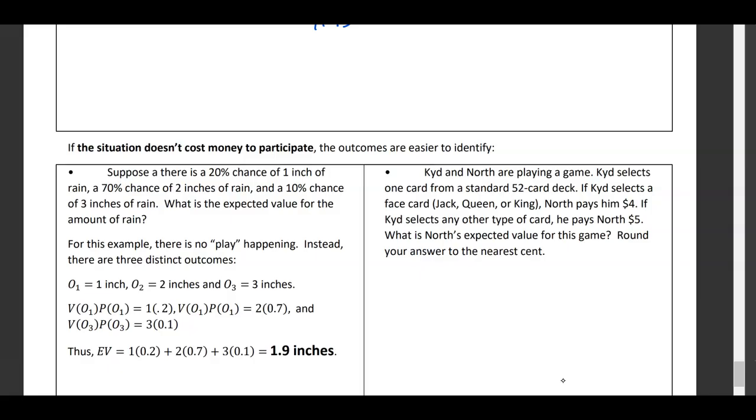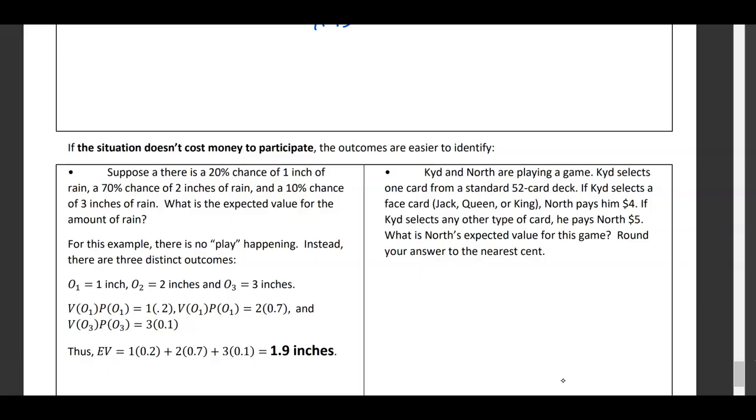So in this case, kid and North are playing a game. One card at random from a standard deck. If kid selects a face card, North pays him $4. If kid selects any other card, he pays North $5. What is North's expected value?